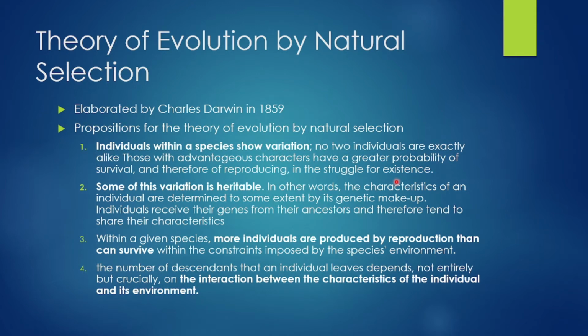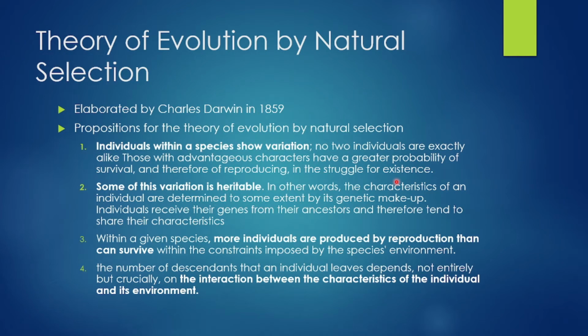Number two, some of this variation is heritable. The characteristics of an individual are determined to some extent by its genetic makeup. Individuals receive their genes from their ancestors and therefore tend to share their characteristics. So this is pretty much self-explanatory. We inherit some of the traits from our parents, for example, and this in a broader spectrum applies to every organism in the world.